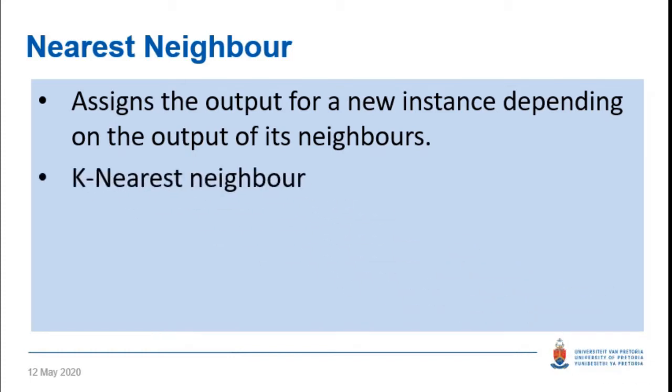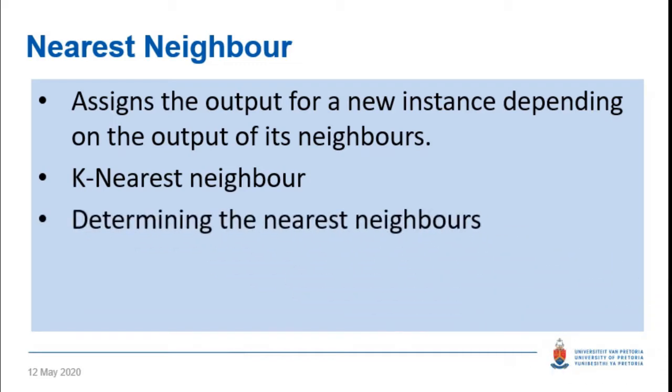The k nearest neighbor is one of the most popular algorithms used when applying nearest neighbor algorithms. Basically it takes the k nearest neighbors, and based on the k nearest neighbors, it determines what the output is. So we've been speaking about determining the k nearest neighbors, and everything's dependent on them, but how do we actually work out what the k nearest neighbors are? That will depend on the type of problem.